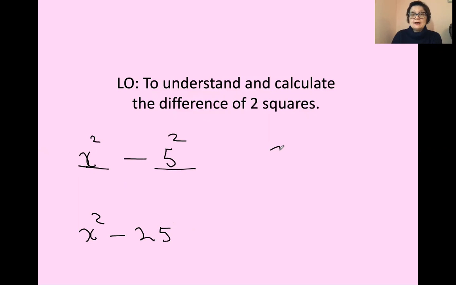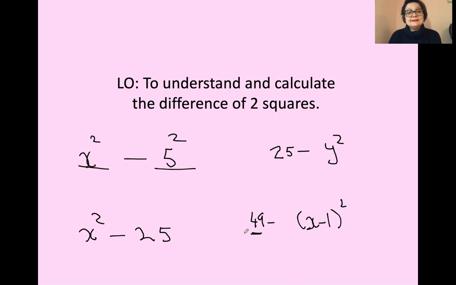For example, we have a number in front. It could be 25 take away y to the power of 2. Again, difference of two squares. Or it could be written as, for example, 49 take away x minus 1 to the power of 2. Can you see? We have two squares here. 49 is the square of 7. And here we have the whole bracket to the power of 2. So again, in all these cases, we are dealing with the difference of two squares.